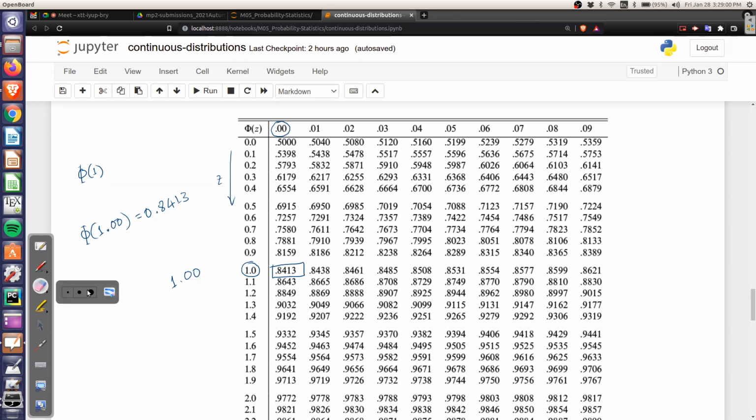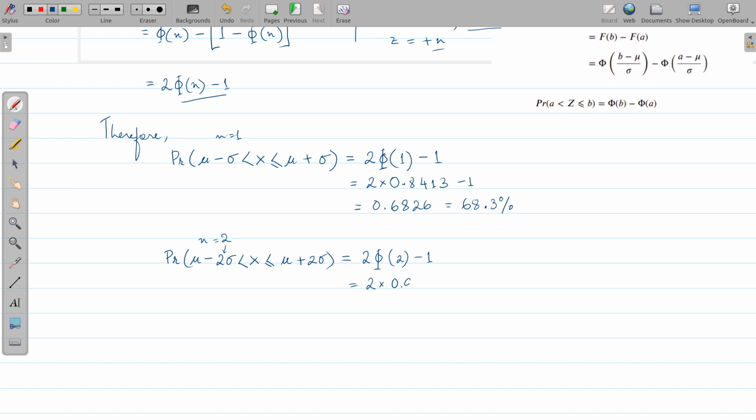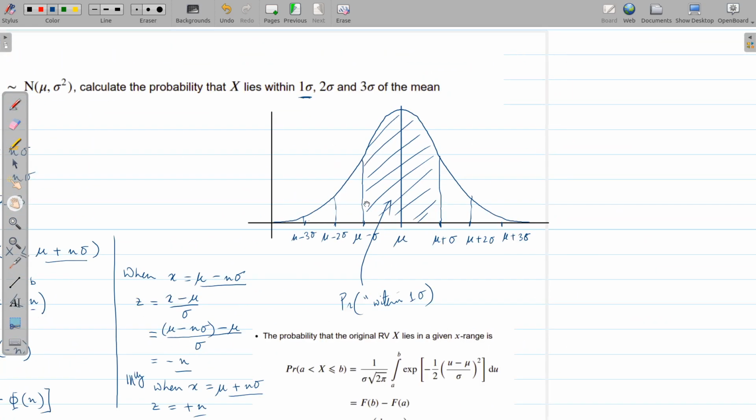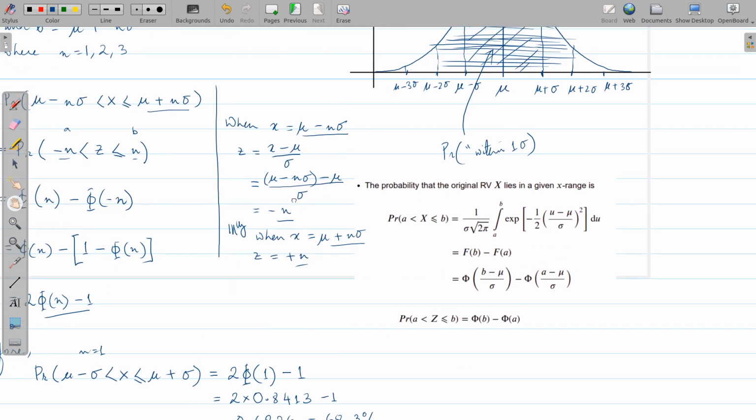Again, go back here. Phi of 2, so 2 is here, 2.00. This is the value that we're looking for. So phi of 2.00 is 0.9772, which is already given here. We'll substitute it over here. So 2 times 0.9772 minus 1 gives us 0.9544, or 95.4% probability, which makes sense because for 1 sigma the area is smaller, and for 2 sigma the area has become larger. 2 sigma means this area, about 95% of the area. Is this clear, everyone?